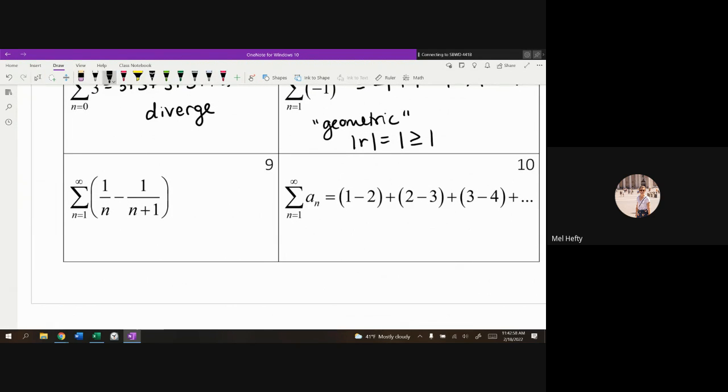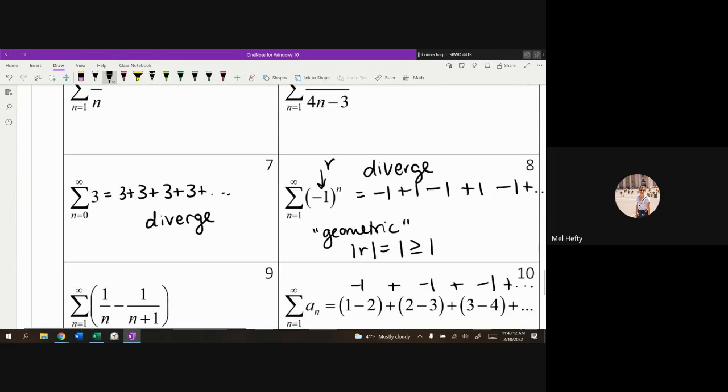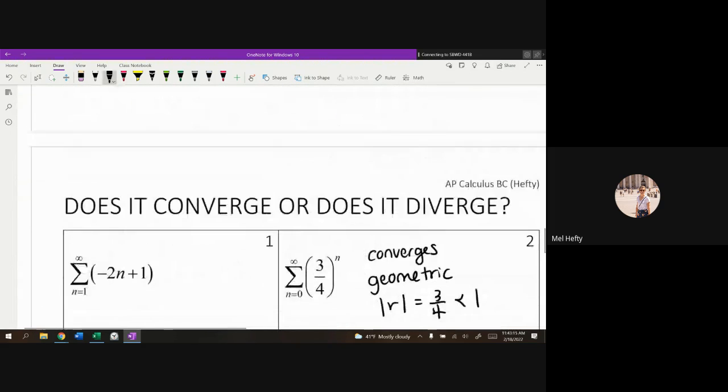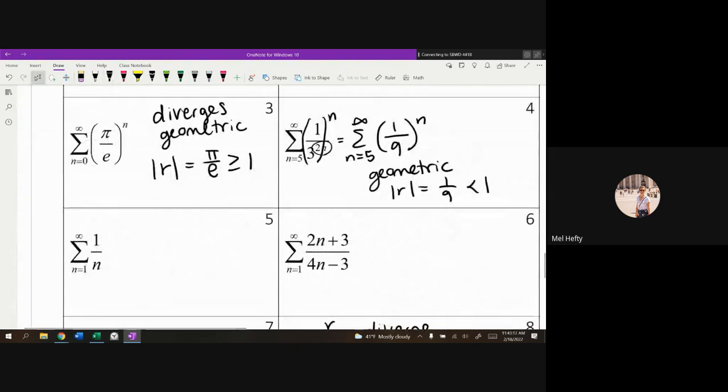Why? Explain. Oh, so the groupings I have are -1 plus -1 plus -1. That sounds like it would diverge. All right. Any thoughts on 5? It definitely diverges. 5 is diverges? Converges? No, it definitely diverges.